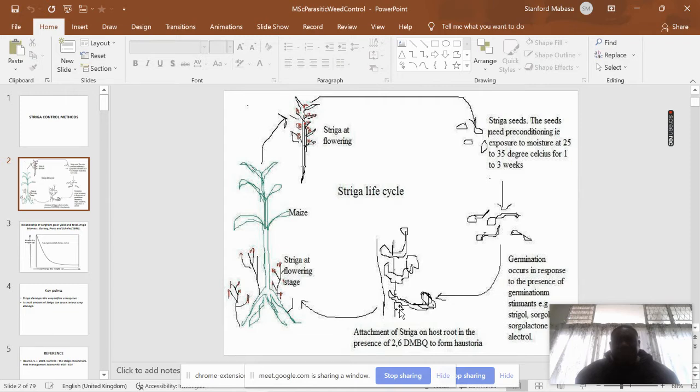a genotype which may not allow this process to take place. We may also prevent germination by applying nitrogen and phosphorus to reduce the germination process. Or we may come in with the biological agents. And we can also prevent the flowering so that we reduce the striga seed bank.